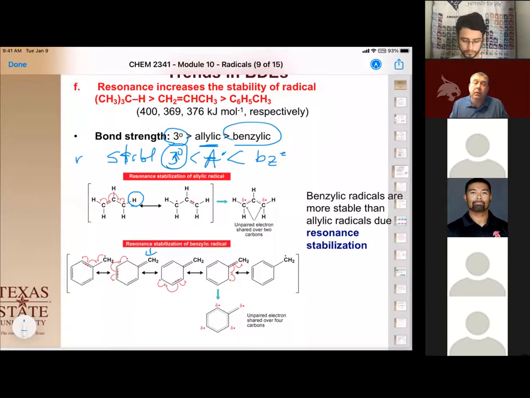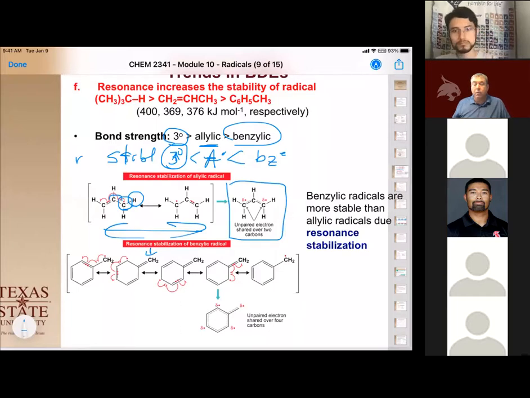And just like before, it's all about resonance, okay? If we had this radical here, allylic, which is that one carbon off the double bond, we can then move the electrons back and forth through resonance to generate our hybrid structure, where our unpaired electron is covering two atoms, meaning instead of having a destabilization associated with not having an octet on your carbon, you can share that charge.